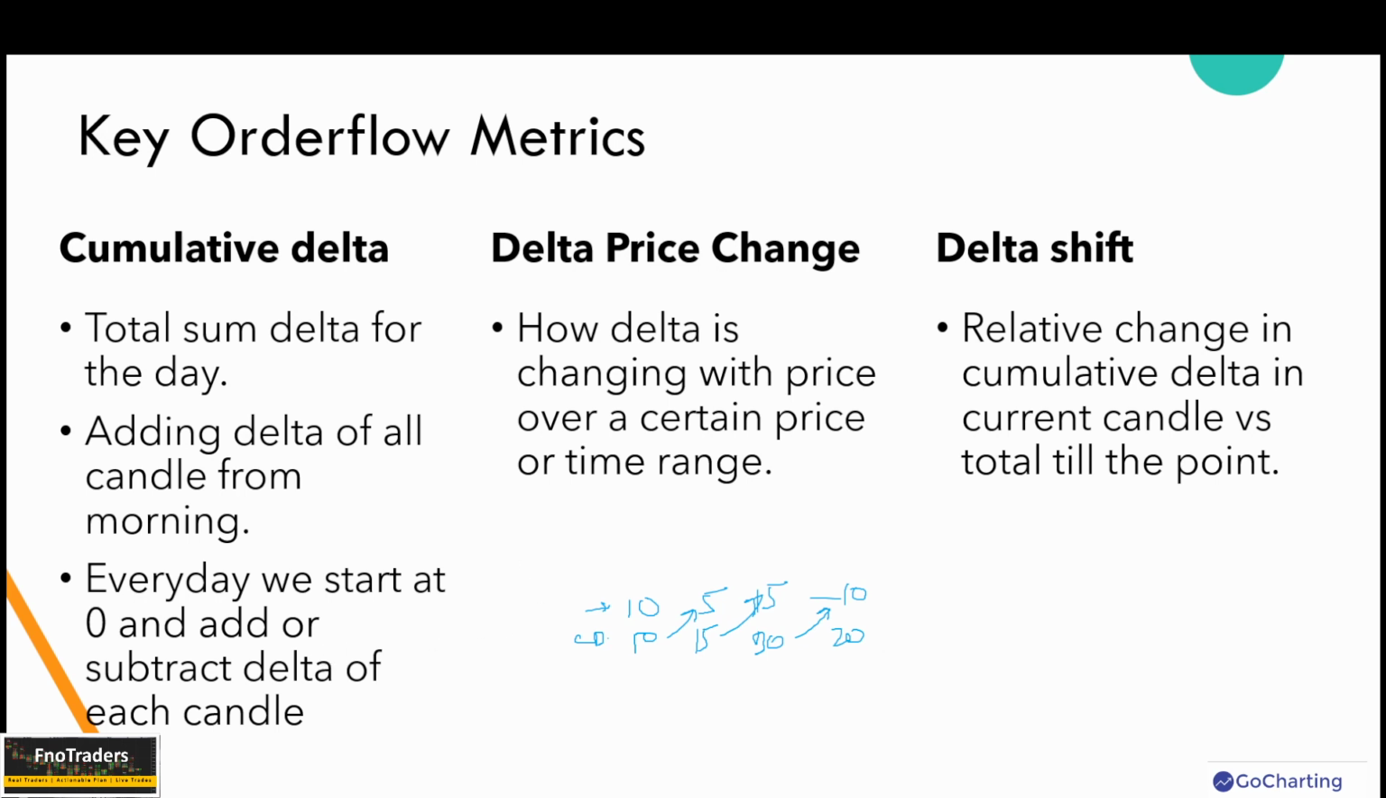Delta price change is what I'm effectively trying to see: for this 100-point move in Nifty, what is my delta change? Now for the next 100-point move in Nifty, what is my delta change? Is my delta change and price change relatively more or less the same, or are they not changing in the same manner? If one is increasing, the other is not increasing; one is decreasing, the other is not decreasing. That is delta price change for me.